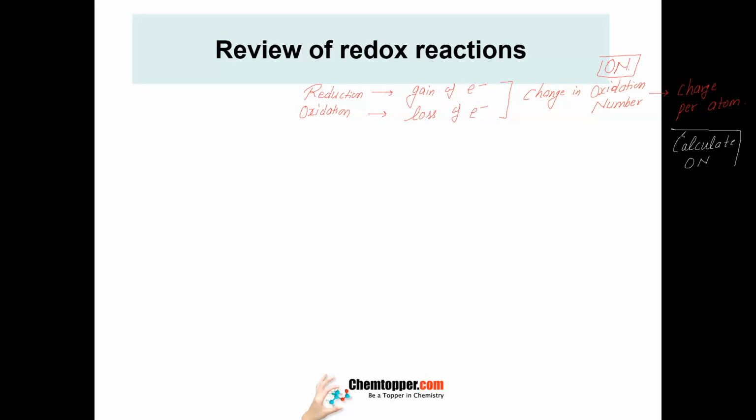I've given you notes about it. You can check in the unit 4. There some notes are there. You can check in those notes how to calculate oxidation number. All the rules are there.